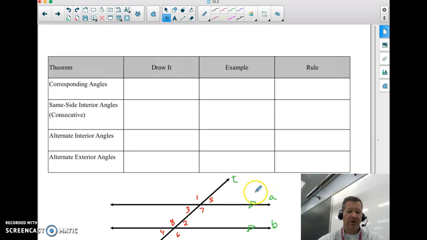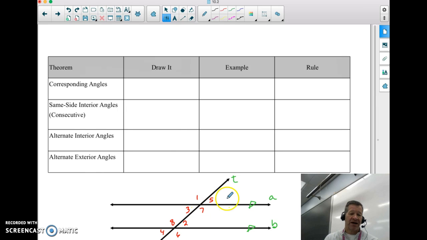In the draw it section, rather than have a big draw it section and draw a different picture for each one, I'm going to use this big drawing down here. So let's begin by identifying some corresponding angles. We know that corresponding angles are in the same position. For example, 1 and 8 are in the same position, 7 and 6 are in the same position, and so on.